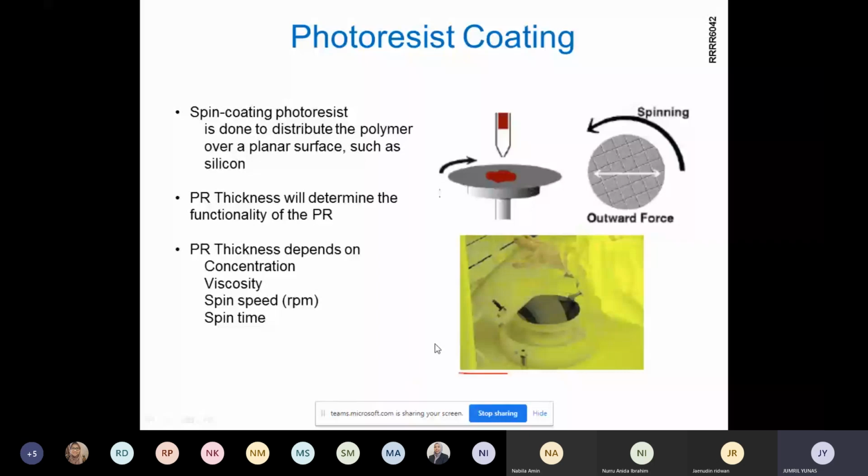This is a picture of how to coat the photoresist. We drop the photoresist and we let the stage spin.